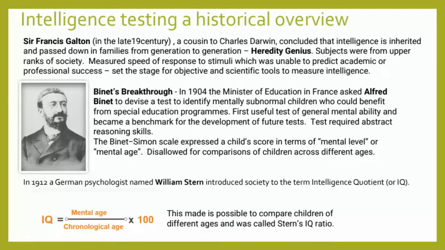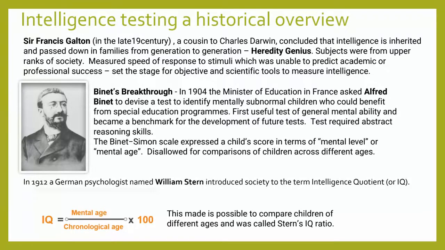But the problem with that, being from so long ago, is, as we saw with psychology, a lot of psychology came from specific ranks of society. So the subjects for his establishment of this hereditary genius were all from the upper ranks of society. So it wasn't an accurate reflection of the entire population. And he looked at intelligence being measured as a speed of response to stimuli. So it wasn't predicting any kind of academic or professional success, but it did set the stage for intelligence to be measured in an objective and scientific way.